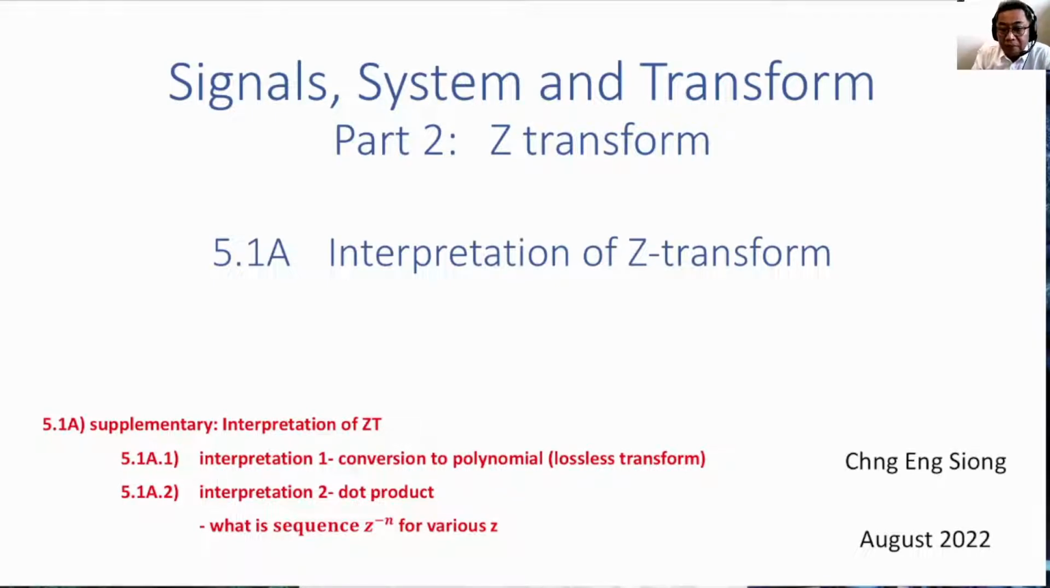This is chapter 5.1a, interpretation of Z-transform. We'll discuss the interpretation of the Z-transform from the perspective of polynomials as well as the dot product.